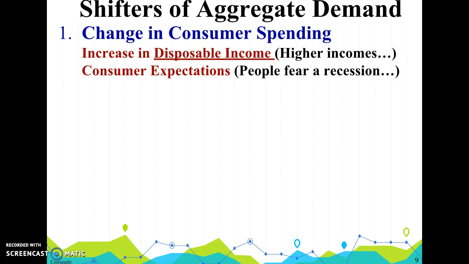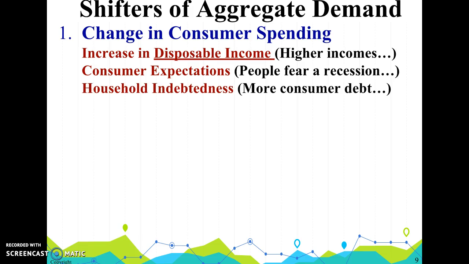Consumer expectation. So, how people feel about the economy affects their spending. If you're afraid you're going to lose your job because you think the economy's bad, you're going to spend less. That'll be AD shift to the left. If we have a lot of consumer debt, a lot of your money is going to be used to pay off your current debt, and you're not going to be buying anything new, so that would be AD shift to the left.